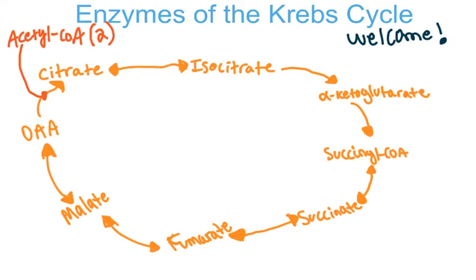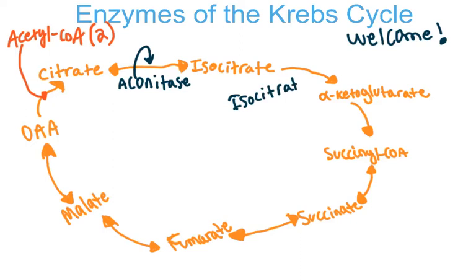So the first enzyme involved in the reaction between citrate and isocitrate is going to be called aconitase, alright? So aconitase. This enzyme is going to catalyze this step between citrate and isocitrate, and that enzyme is aconitase. And then the next enzyme that's going to be involved in the reaction between isocitrate and alpha-ketoglutarate is isocitrate dehydrogenase.